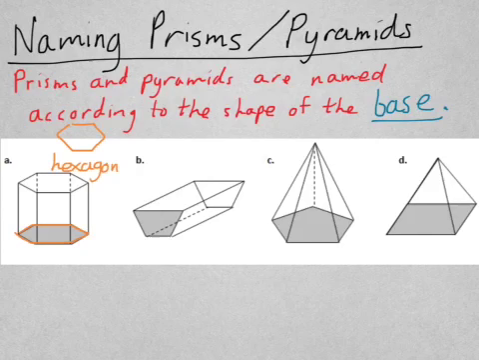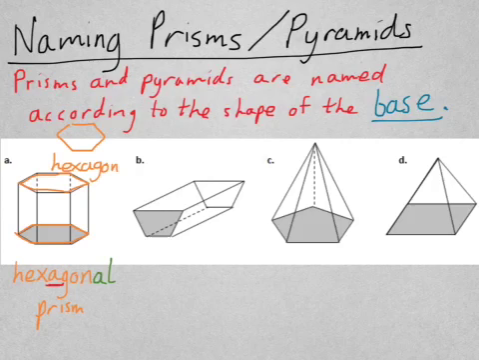Okay? Now, to name a prism or a pyramid, we're going to take the shape of the base and add the letters AL at the end of it. Okay? So, in this case, I just put the word hexagon in front of it. Okay? And it will be a hexagonal prism. We know it's a prism because there are 2 hexagons. There are 2 bases. That's the hallmark of a prism.